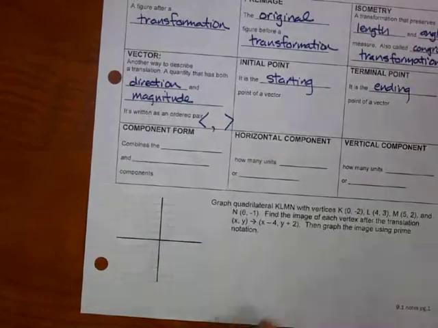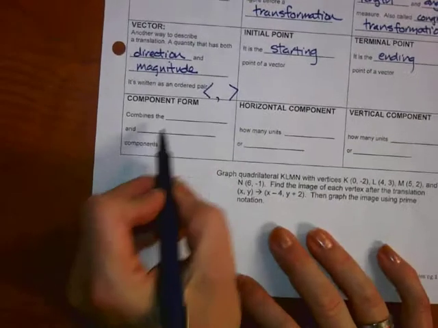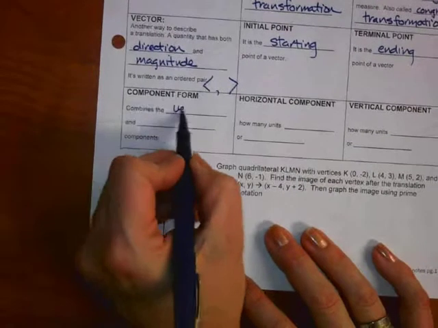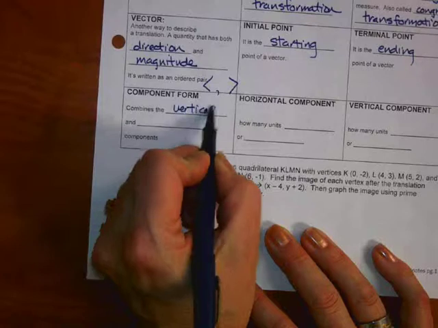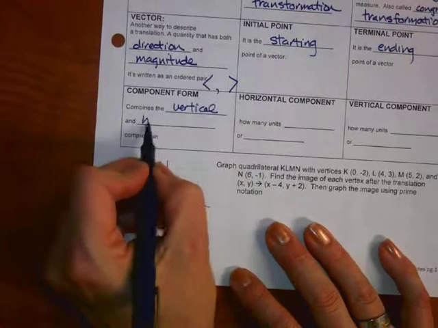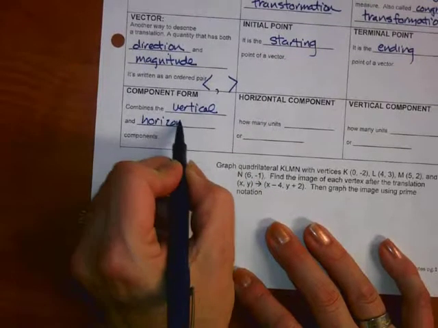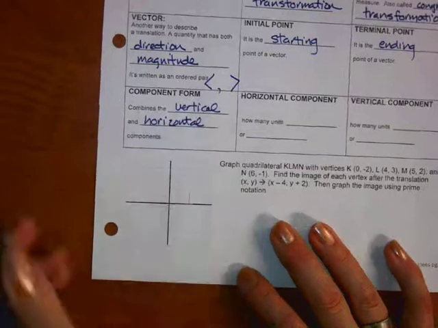Okay, moving on. Component form. The component form of a vertex combines the vertical. This will all make sense shortly, I promise. The vertical and the horizontal components.